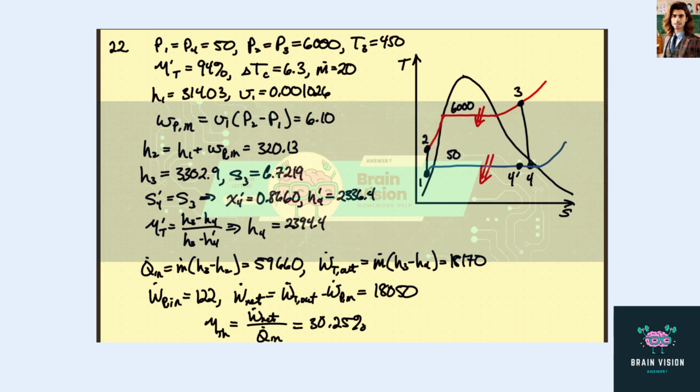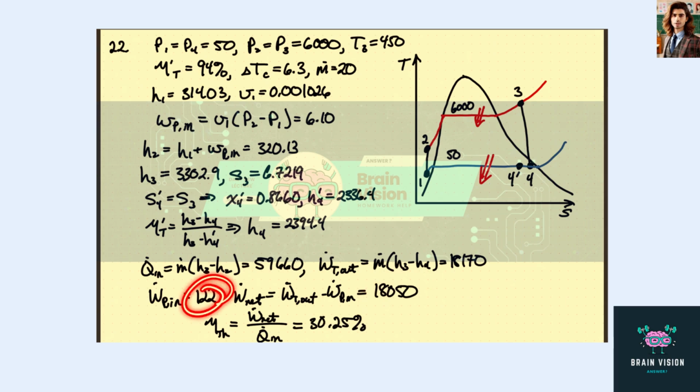With all these thermodynamic properties, we can figure out the work put into the boiler, and that is about 60 megawatts. We can also figure out the work coming out of the turbine, and that is about 18 megawatts. The work going into the pump is 122 kilowatts. So the net is roughly 18 megawatts.